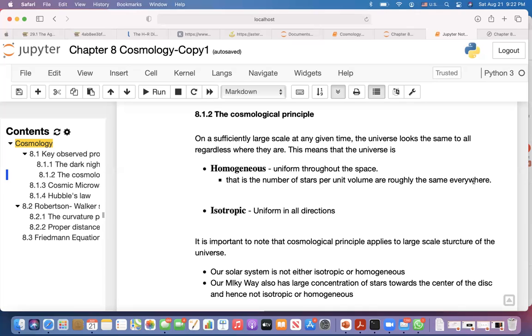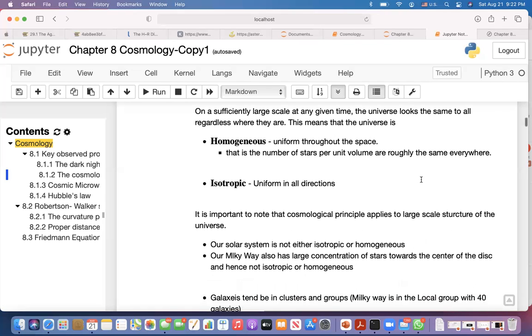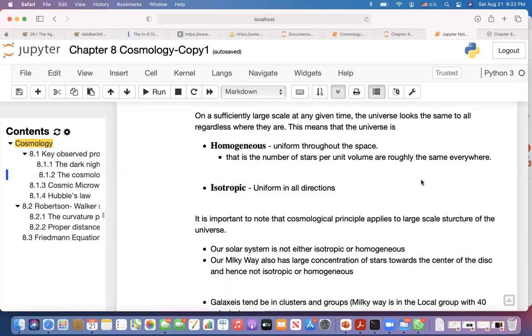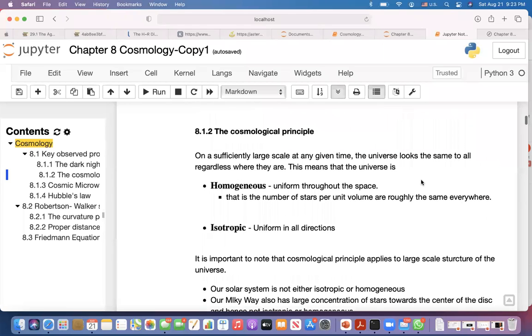So that basically tells us the universe is uniform throughout the space, right? And the second one is isotropic. Isotropic means it is uniform in all directions, right? So this is what we call the cosmological principle. The universe is always homogeneous and isotropic. And this is one of the main observations that we have in cosmology, and all the mathematical concepts that we develop in this section will be based on this idea, that the universe is homogeneous and isotropic, right?